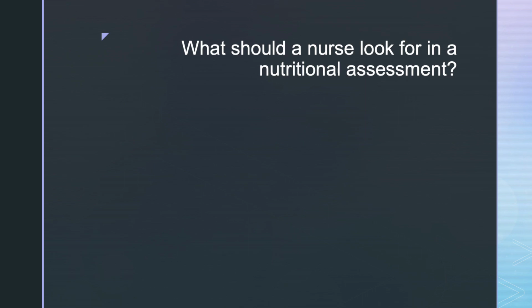Having the foundation of what the anatomy and physiology of the digestive system is, so what it looks like and the purpose of it, is important when we consider the nutritional status of patients. So what is a nurse actually looking for in terms of nutrition with their patient? We went over what an aspiration risk is. So an aspiration risk is a patient who is at risk for choking, and this is commonly related to dysphagia.